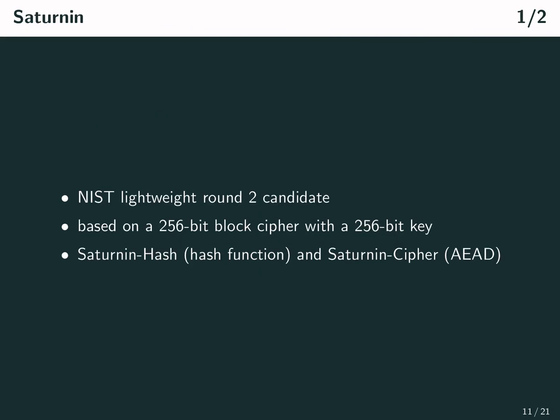Saturnin, a further NIST lightweight candidate, is built on top of a 256-bit block cipher with a 256-bit key. In their NIST submission, the authors described 3 constructions. One for hashing, called Saturnin-Hash, Saturnin-Short for authenticated encryption of small data, and further Saturnin-CTR-Cascade for larger data encryption.